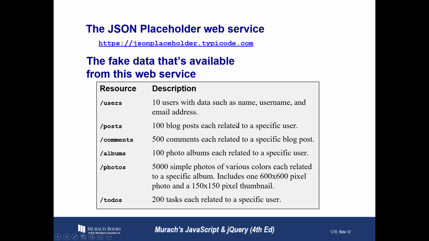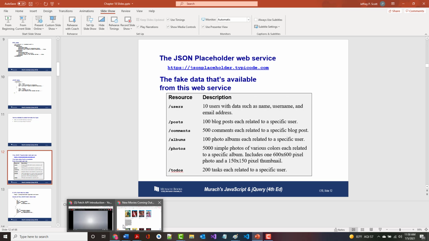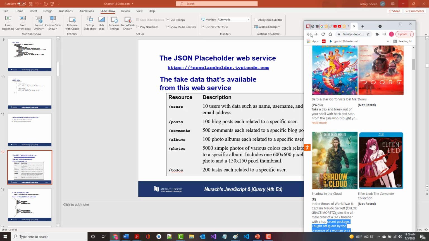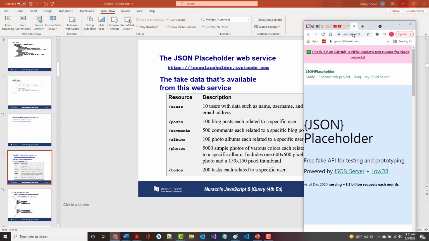So now this JSON placeholder service is kind of neat. As it says, it's got fake data that's available to you. Let's go out and take a quick look. So we'll use the one that we had here. So we'll just say jsonplaceholder.typicode.com. All right.